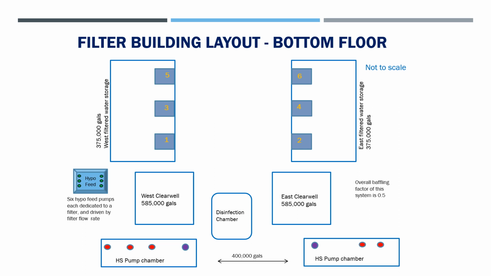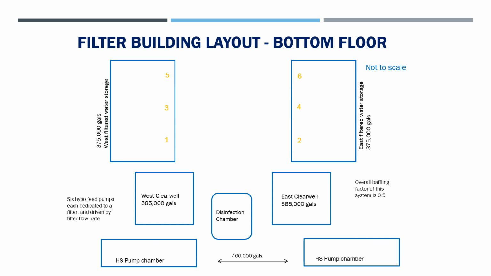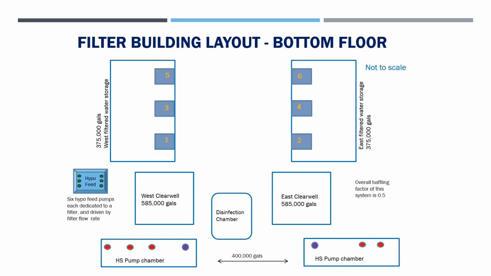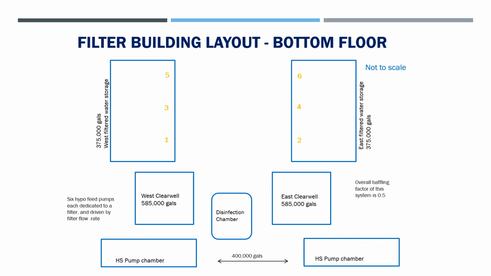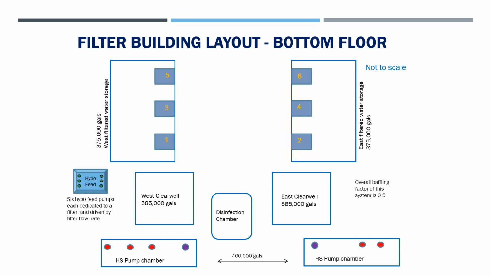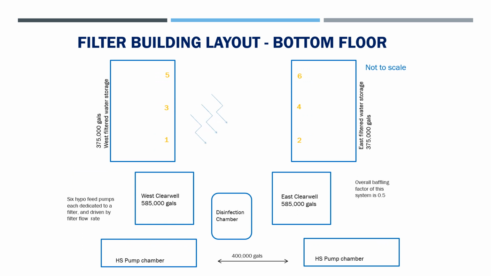If we drill down in a little bit, we see that the 3 west filters sit on top of a 375,000 gallon filtered water storage basin, and filters 2, 4, and 6 on the east side sit on top of a twin basin, same size, 375,000 gallons. Those things that are blinking are on the top floor. You see that the high service pumps sit there up top, the pump chambers, and the 6 hypo feed pumps.